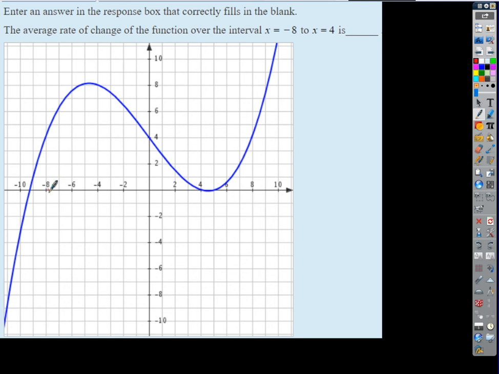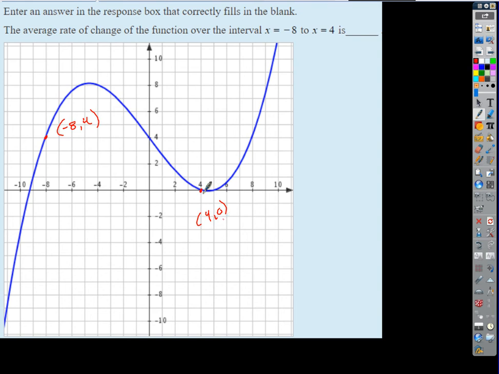So at x equals negative 8, what's the value of the function there? It's like 4. So we're at the point (-8, 4). At x equals 4, the value looks like 0. And so we can think of this in terms of an average rate of change formula if you wanted, right? What did we say an average rate of change is always equal to? Okay, so it's the slope of the secant line. It's the slope of the line connecting those 2 points on the graph. That's one way to do it.